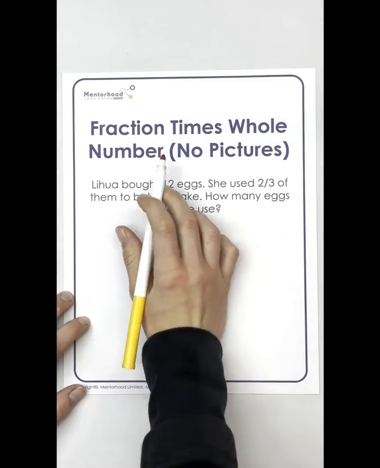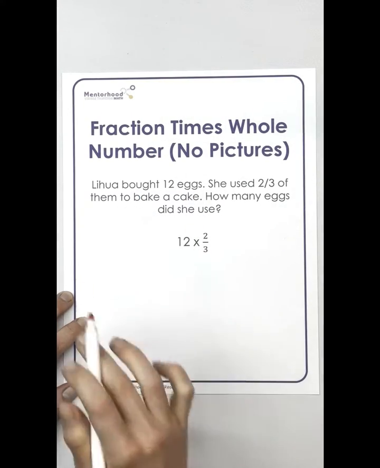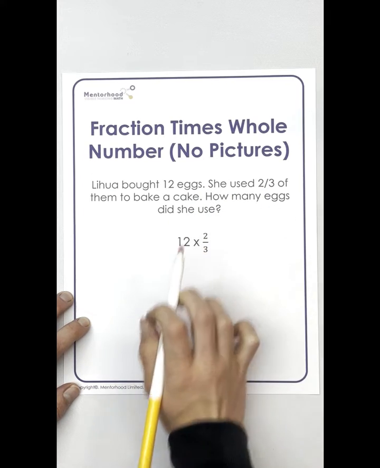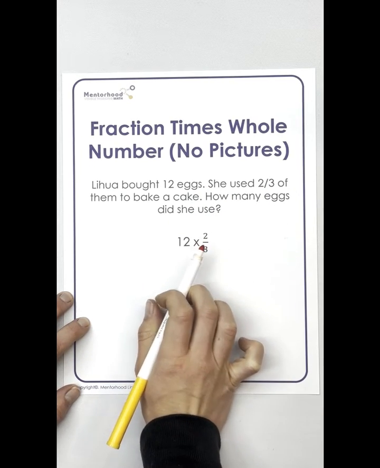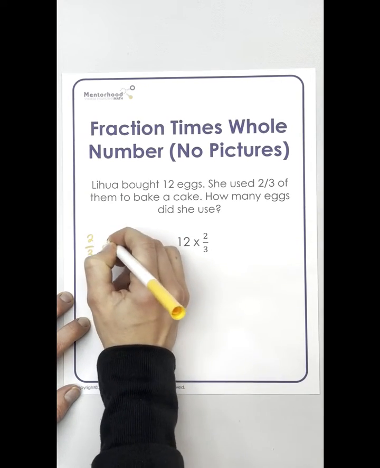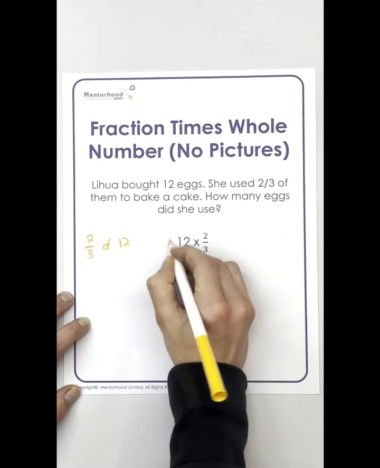Let's see how we can get a fraction of a whole number using multiplication. Leoa bought 12 eggs. She used 2/3 of them to bake a cake. How many eggs did she use? So this is 12 times 2/3. This is the same thing as saying 2/3 of 12. This is how we write it as an operation.